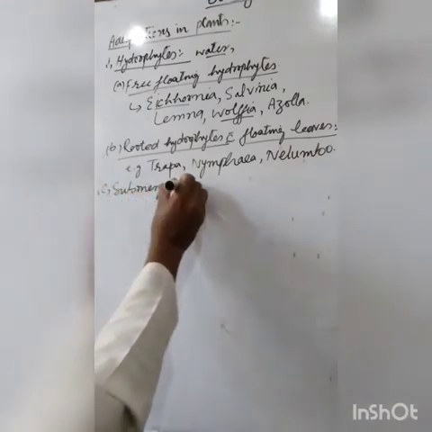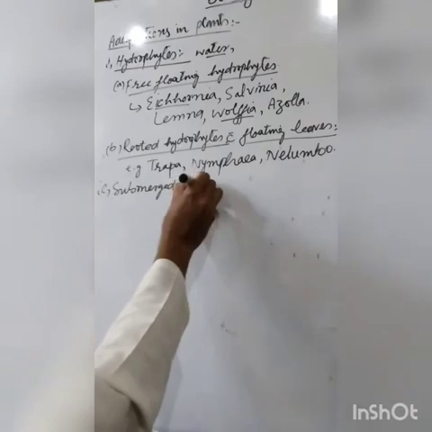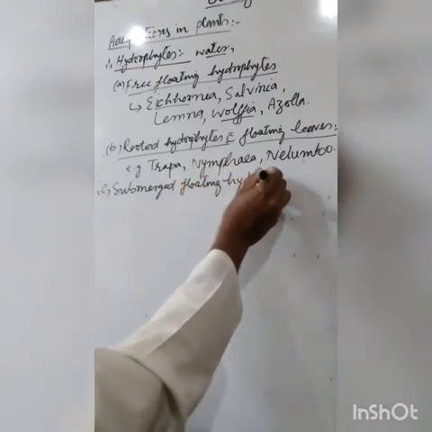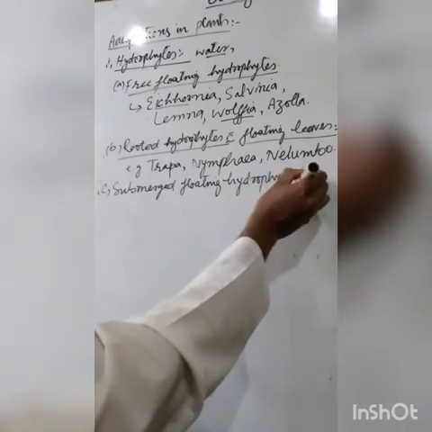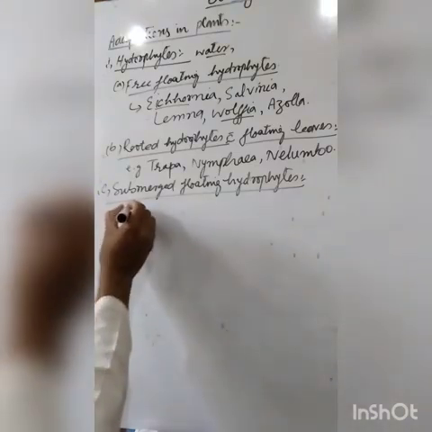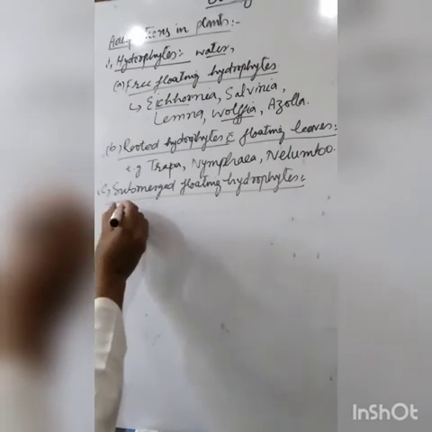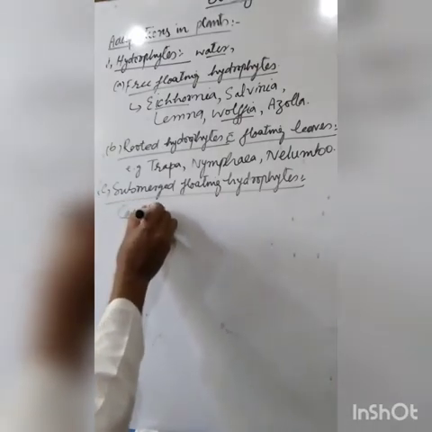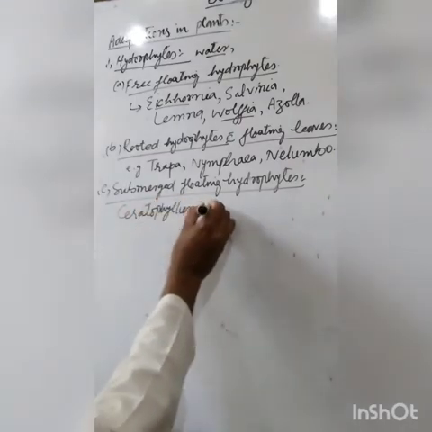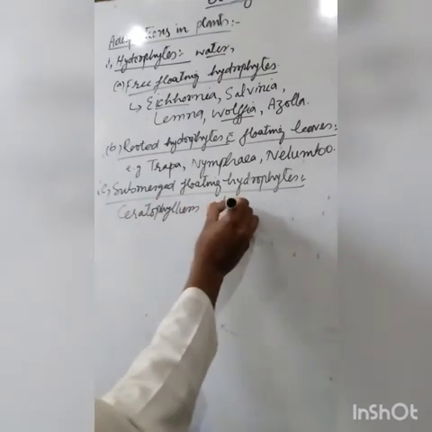There is another type that is called submerged floating hydrophytes. These are inside the water, but they are floating. There is Ceratophyllum and Utricularia.